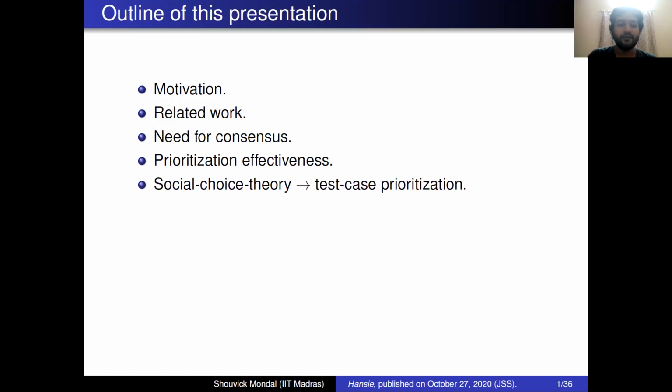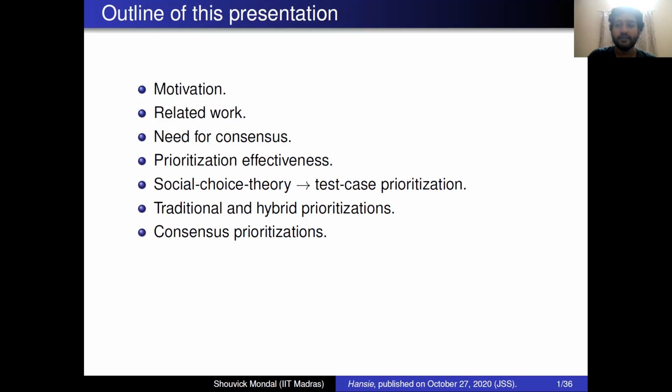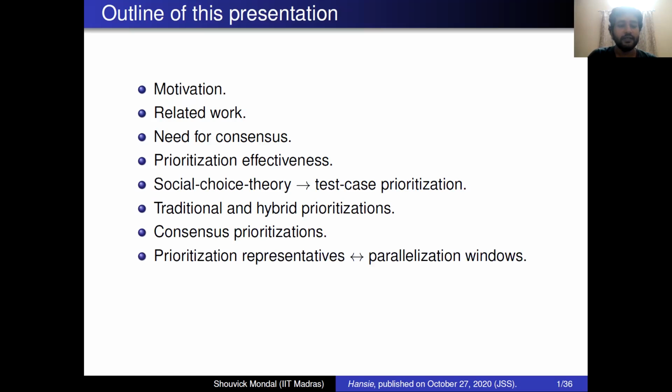Then I will give a brief overview of social choice theory and try to map that into test case prioritization. We'll review traditional and hybrid prioritizations and then the consensus prioritizations in our work. Then this is followed by identification of prioritization representatives due to the consensus, and there is a bidirectional mapping. Prioritization representatives can be captured using correlation windows, and then we will discuss experimental results and finally summarize.